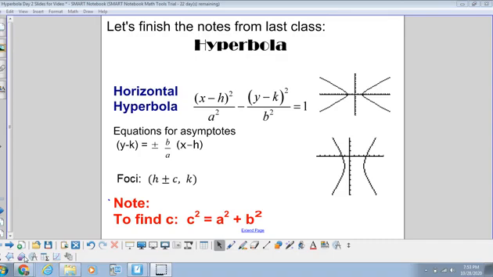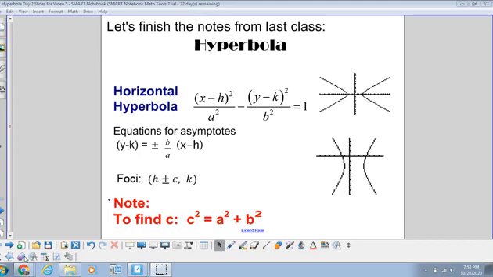The idea of a focus point for a hyperbola is very much like the idea of a focus point for an ellipse. For an ellipse, you'll remember that the definition of an ellipse was it's the set of all points where the sum of the distances to two fixed points called the foci is constant, and our ellipse equation has a plus sign in it. For a hyperbola, the definition is the set of all points where the difference, or the absolute value of the difference of the distances from any point to two fixed points, the foci, is constant. And our hyperbola equation has a minus sign in it.